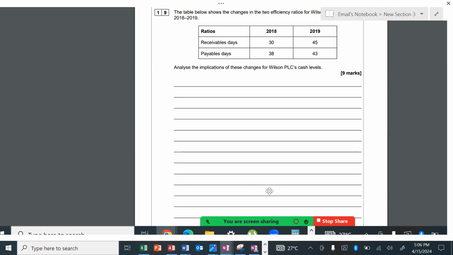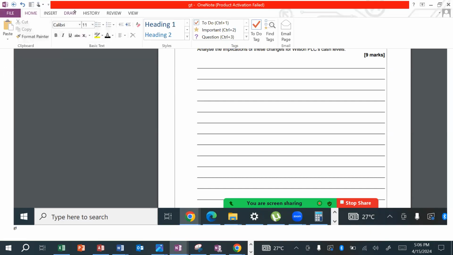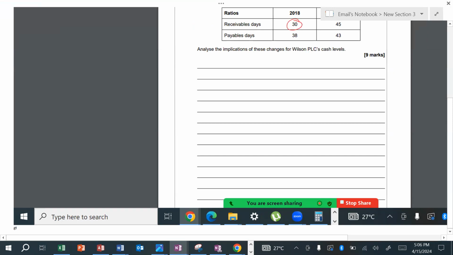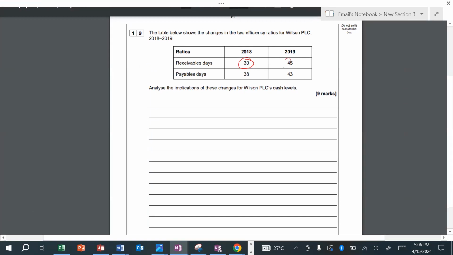Yes. Okay, so now ratio analysis on this: it says receivable days. Receivable days is again very easy. You had 30 in 2018, and then in 2019 you had 45 days, and then payable days is 38 and 43. Analyze the implication of the changes for Wilson PLC's cash levels. Now, receivable days is basically the amount which is owed to the business.